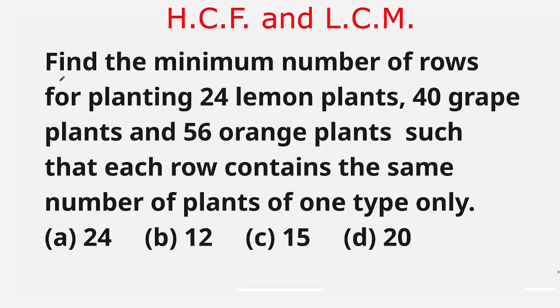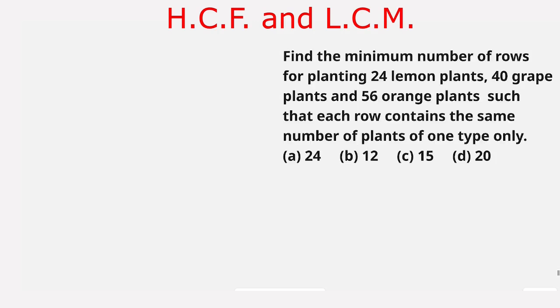Our question is, find the minimum number of rows for planting 24 lemon plants, 40 grape plants and 56 orange plants such that each row contains the same number of plants of one type only. The given options are option A 24, option B 12, option C 15, option D 20.